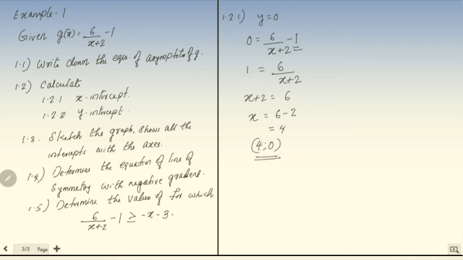Okay, I think it is better to write like this because it's a separate question to find the x-intercept. Write it in the coordinates form. Now coming to the next question, that is 1.2.2. What is that?